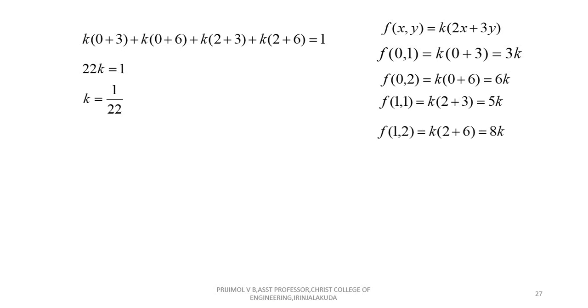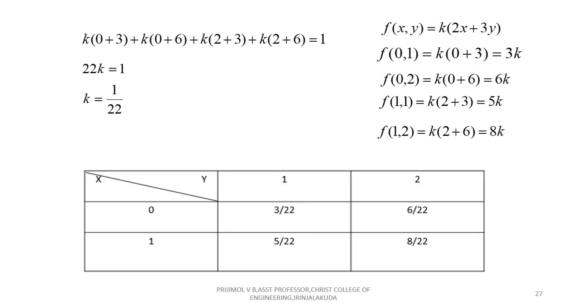Now I am going to construct the joint probability mass function in the form of a table. That is, the joint distribution function I am going to construct. So this is the joint distribution, where f of 0, 1 is 3 by 22, f of 0, 2 is 6 by 22, f of 1, 1 is 5 by 22, f of 1, 2 is 8 by 22.